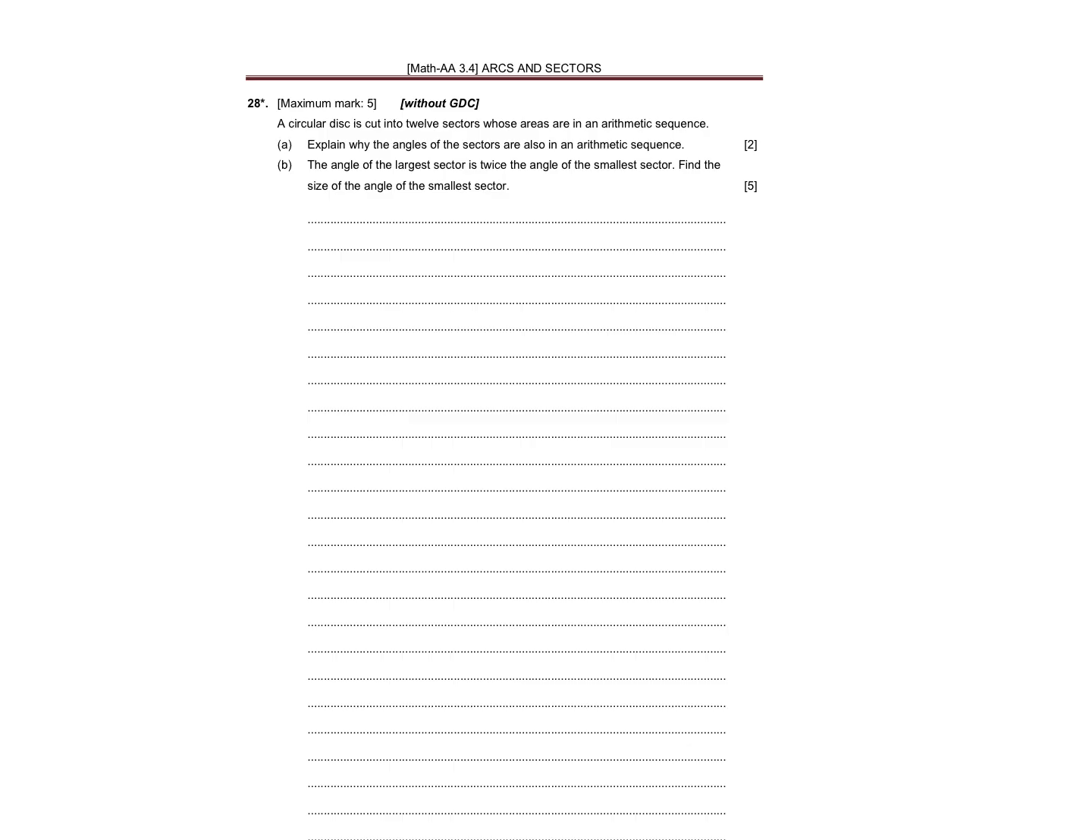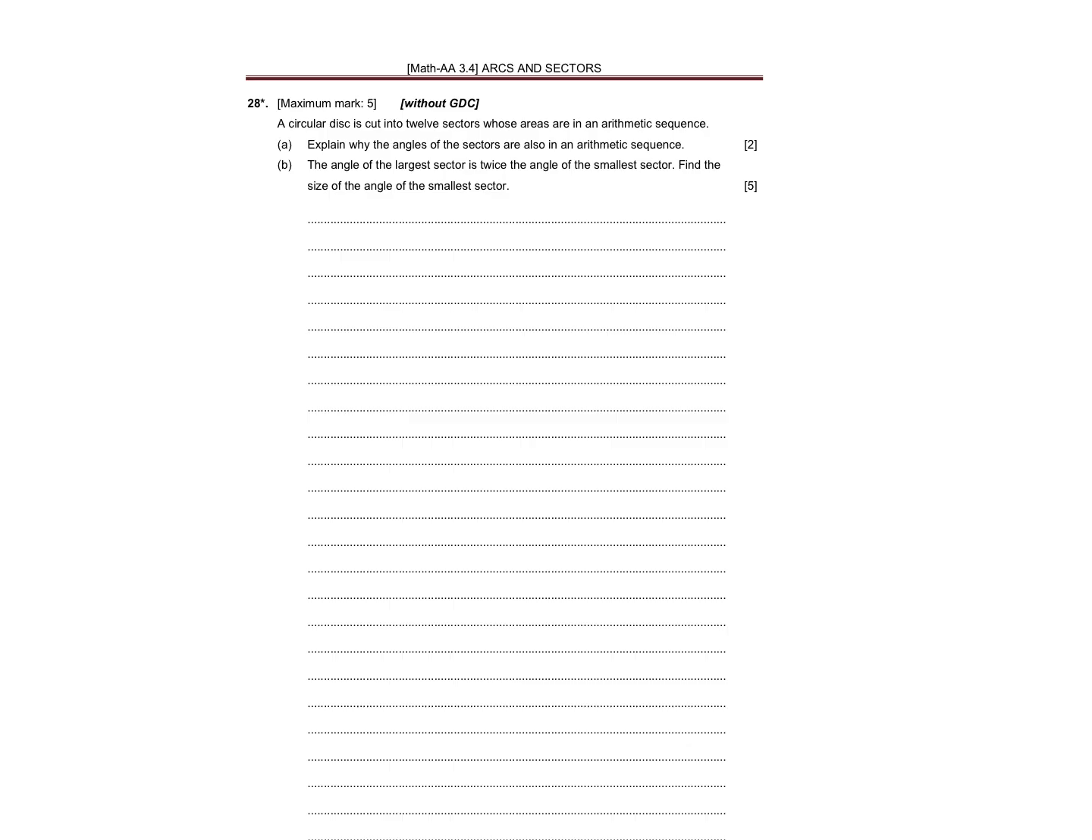A circular disc is cut into 12 sectors whose areas are in an arithmetic sequence. Explain why the angles of the sectors are also in arithmetic sequence. So we have a picture, it's going to be like this one is some angle, and then this one is a bit more, you've added a bit more, and then this one you've added a bit more, something like this, okay? So our thetas are changing.